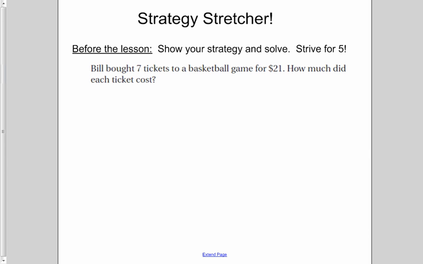All right, today's strategy stretcher. Again, try this before the lesson. You're going to come back to it after the lesson and see if you can increase your strive for 5 score. So, show your strategy and solve. Bill bought 7 tickets to a basketball game for $21. How much did each ticket cost? Please do any strategy you can. If you can push yourself to do 2 right now, great. Otherwise, hopefully the lesson will give you some ideas. So pause the video, do that, and then you can go ahead and press play and keep going.